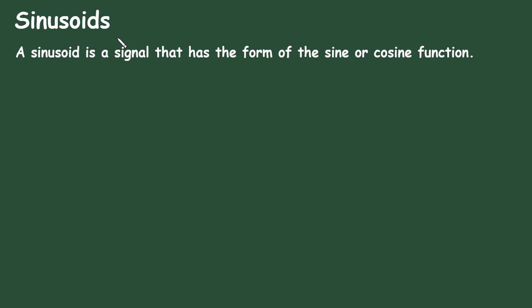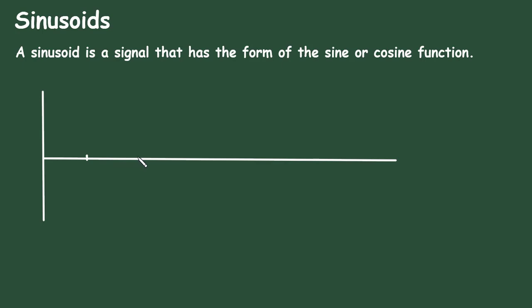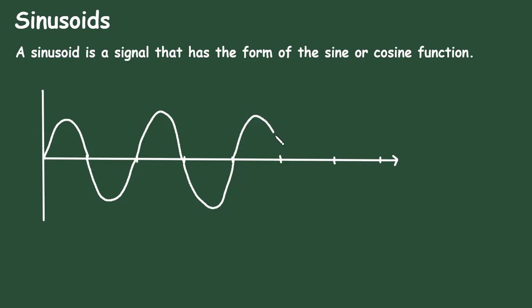In this video, we will see sinusoids. A sinusoid is a signal that has the form of the sine or cosine function. So let's see sine and cosine function. Let's say this is a sine function. The sine waveform will look something like this. So this is a sine function, and let's say this is a sinusoidal voltage waveform.